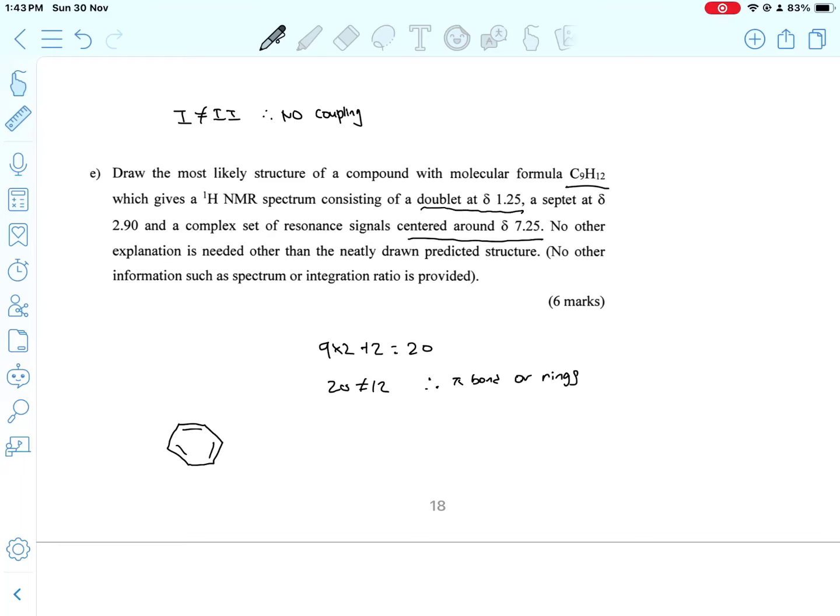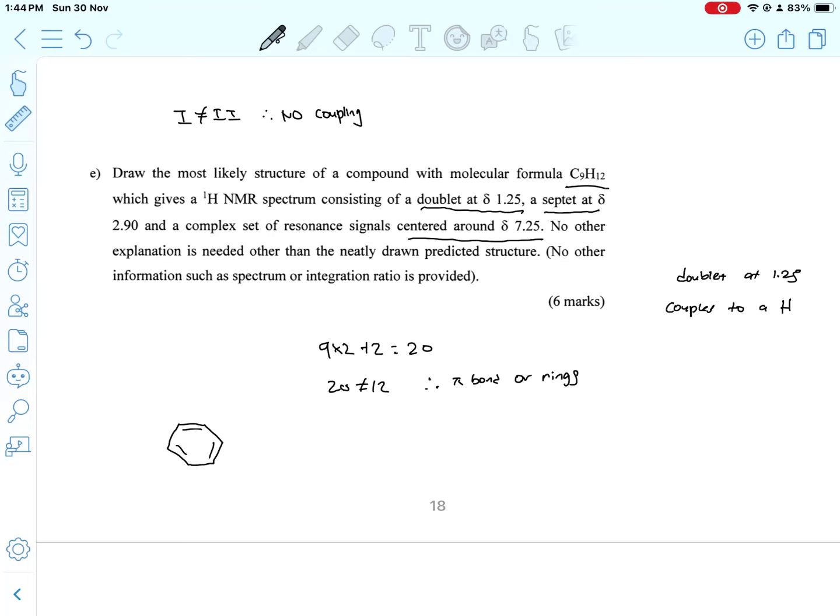Second information they give us is there's a doublet at 1.25. So if you compare the signal of 1.25, we actually realize it is the most upfield one, which means that it's actually the most shielded region. So it's the furthest away from the ring. And a doublet would indicate that it couples to a H. So most likely it couples to a CH.